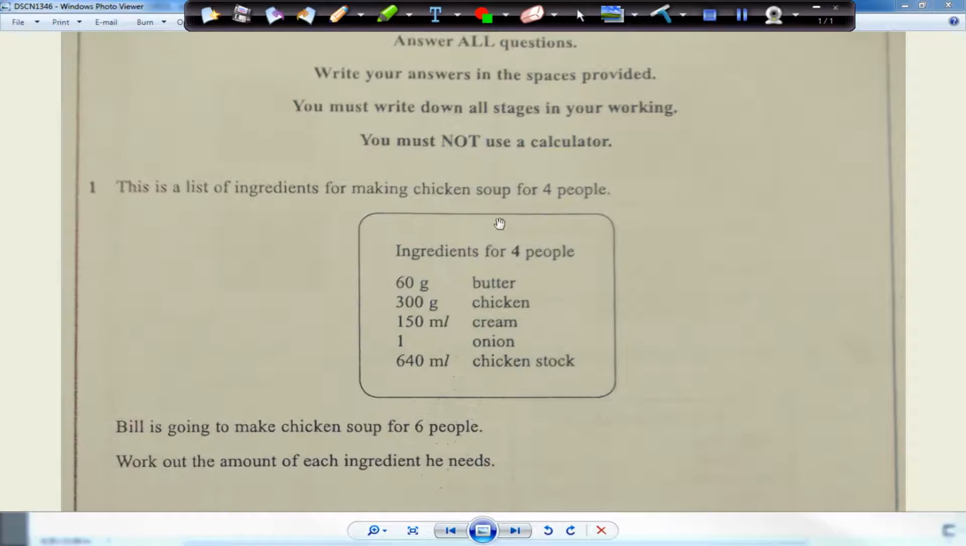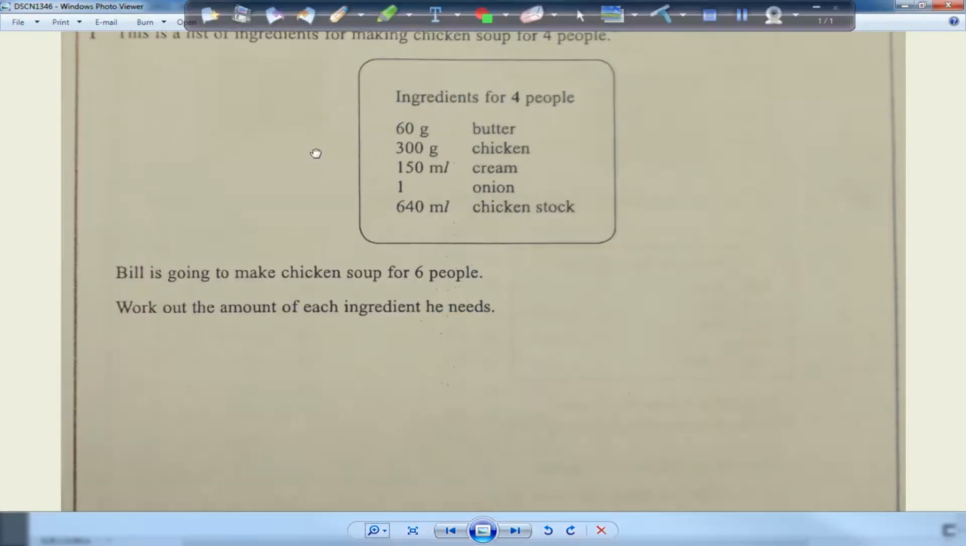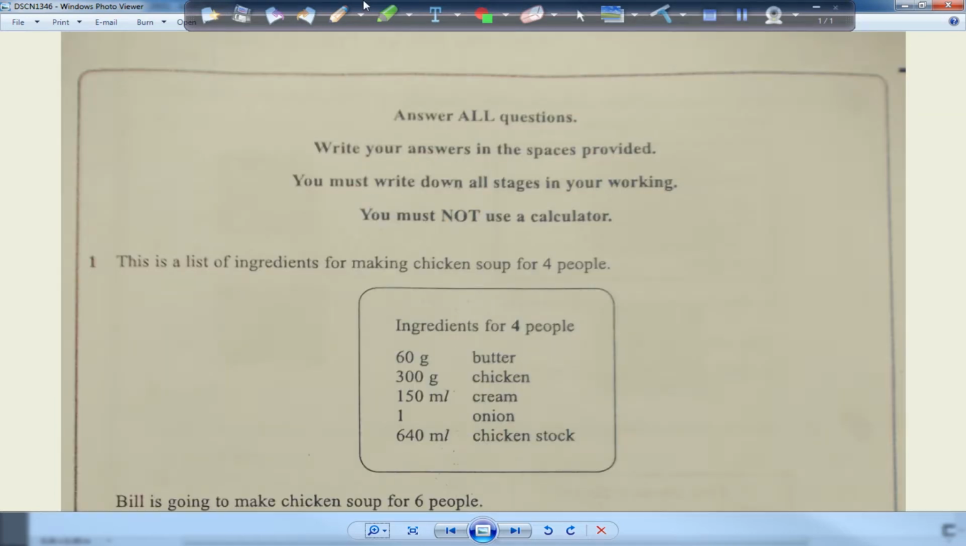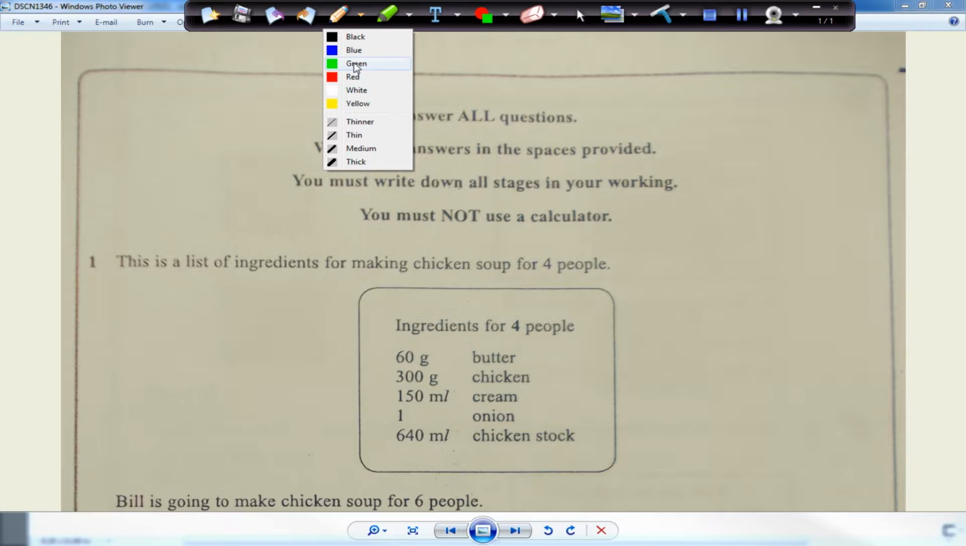Okay, this next question is an actual examination question. I can only show you the top part of the question at the moment. The bottom one, I'll read it to you. It says, Bill is going to make chicken soup for 6 people. Look at the amount of each ingredient that he needs. You write down on the bottom, which is over here somewhere. I'm just going to bring that back down here. Okay, let's do this question now, everybody. Resume recording.